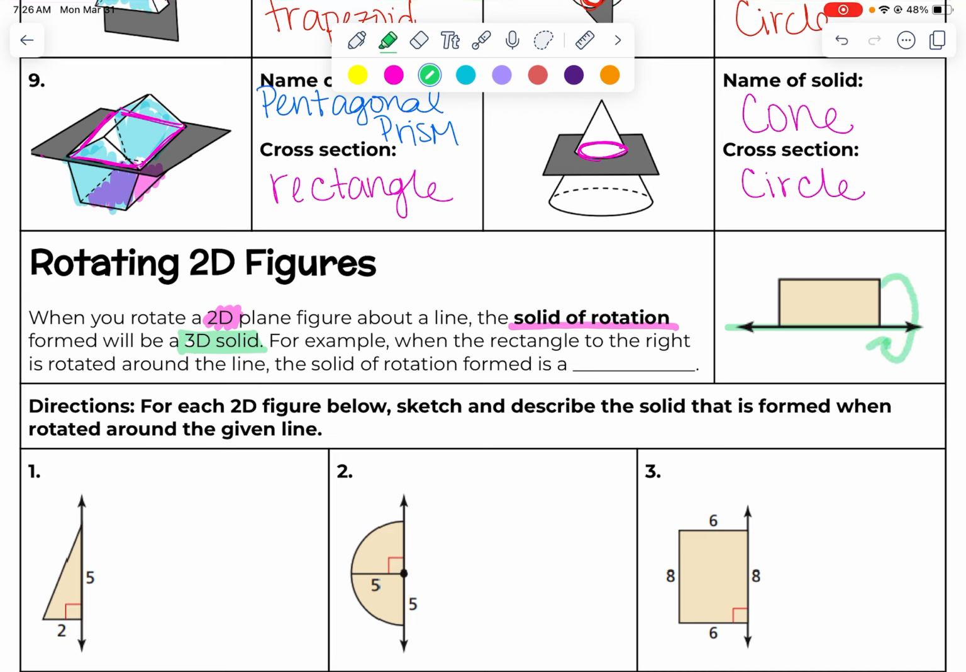When we rotate this, it's going to follow the pattern I just drew in green. So this side will rotate. This side will rotate. When we rotate these, we get circular bases. And since it's a rectangle, we know that this edge will also be straight. So what figure does this look like? If you said a cylinder, that is correct.